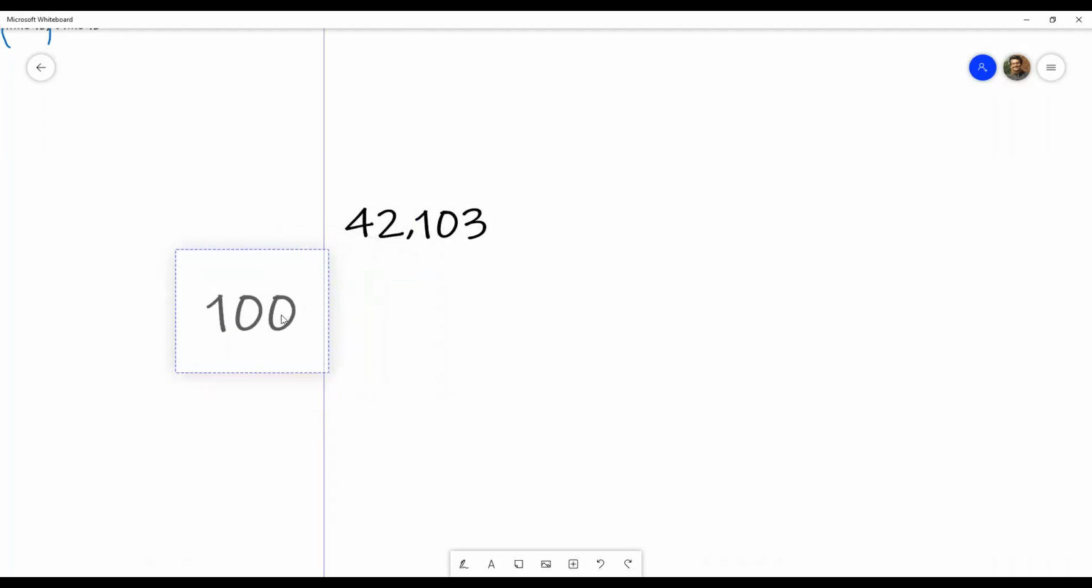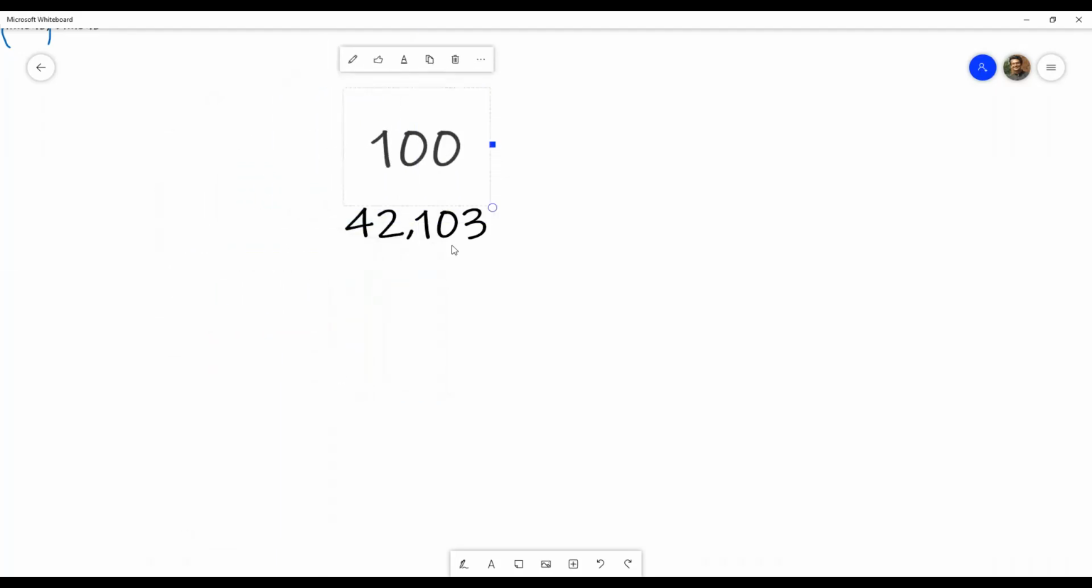Okay, sir. So I got it now. Thank you so much. Welcome. Thank you for asking me the question. In this vocabulary and symbols, we get to know about the place value of 1. Its place value is 100. And the place value of 4 is 10,000. Yes, 10,000.